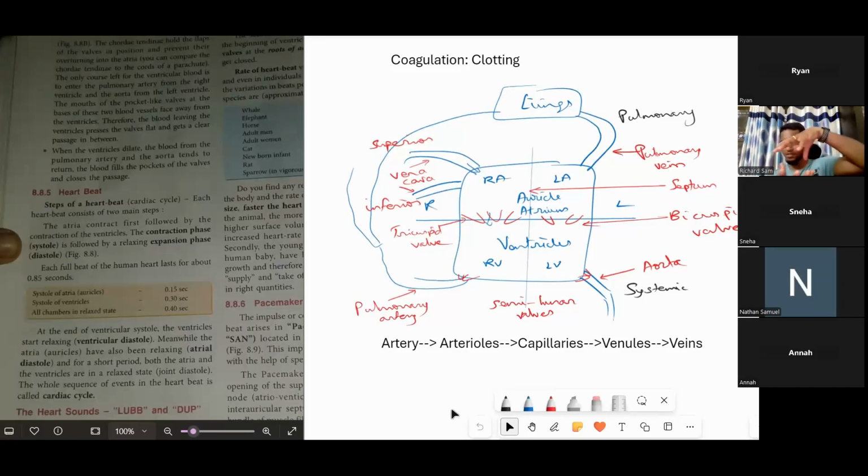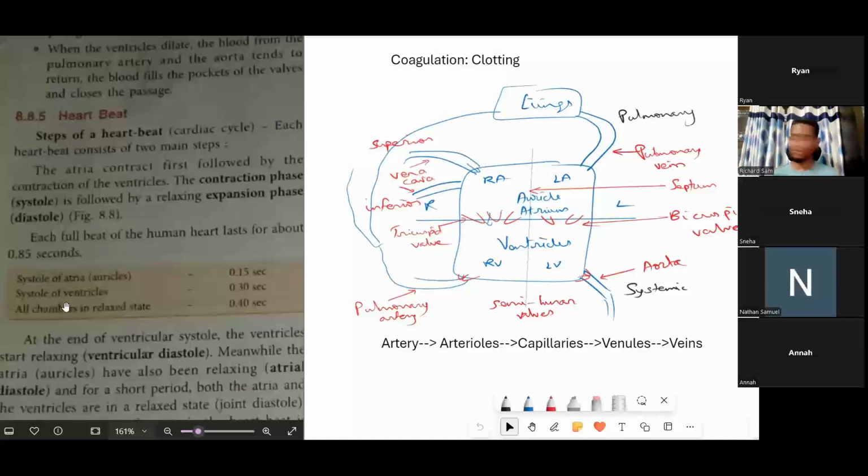Three steps. What's the first step? Auricles contract. Second step? Ventricles contract. Third step? Both relax. Contraction is also called systole. So we say auricular systole, then ventricular systole, and then relaxing is called diastole.